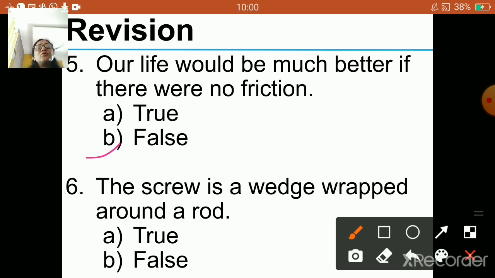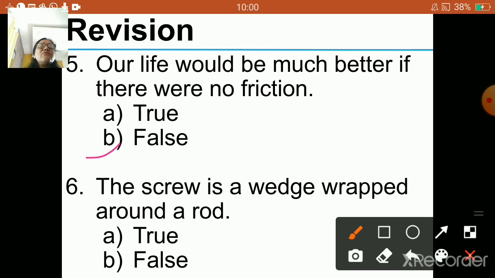We can apply brakes to our vehicle. Okay, so all these things are good for us. Though sometimes it is not good, so in some places friction is not needed, but we cannot do without friction. So this statement is false.